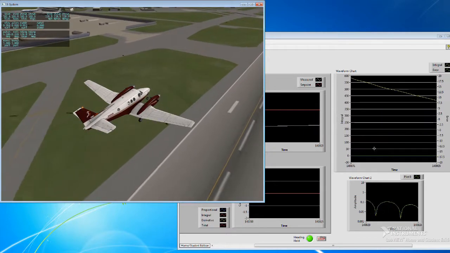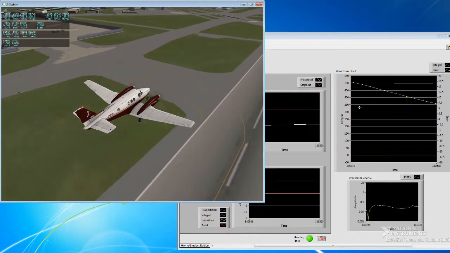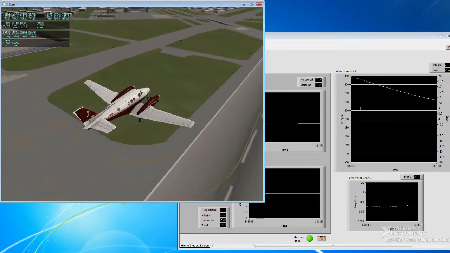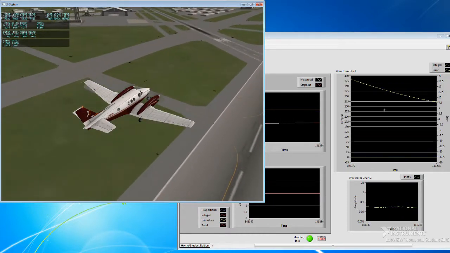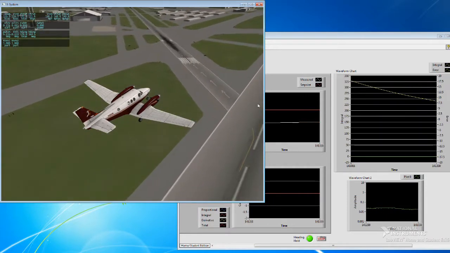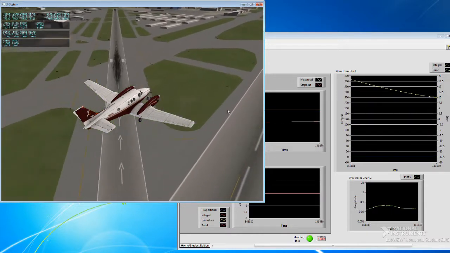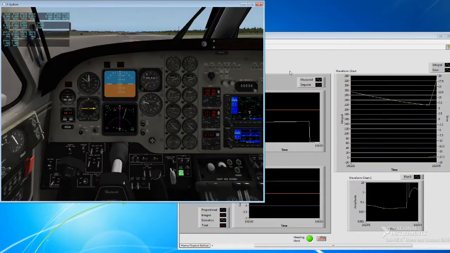But one of the things about this integral windup is that depending on how long you're sitting on the ground there before you take off, that can be much, much worse. Let's just demonstrate that again.